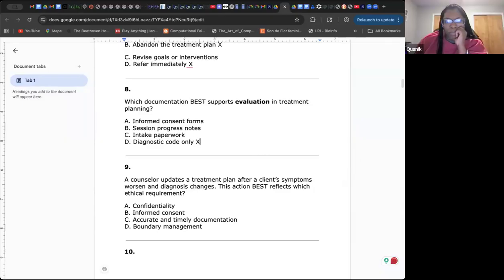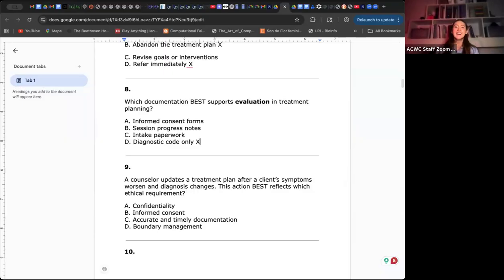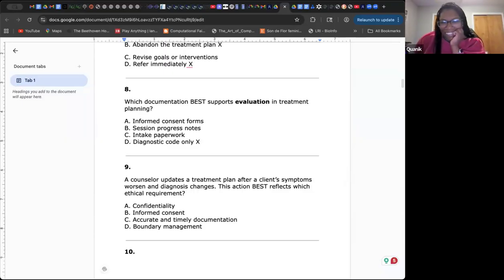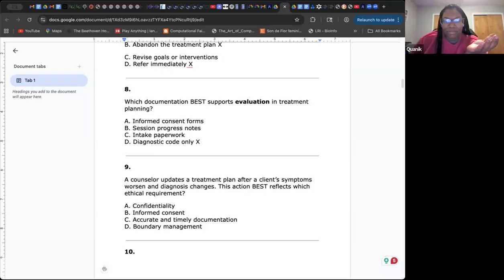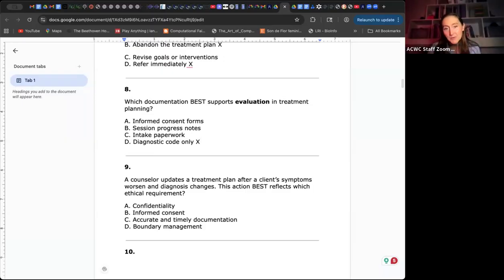What is this question asking me? Okay. Hey, we're all there with you. We're like, what is this question even asking me? Okay, so what type of documentation? That's a huge clue right there. It's a type of documentation that best supports, like, when we evaluate.